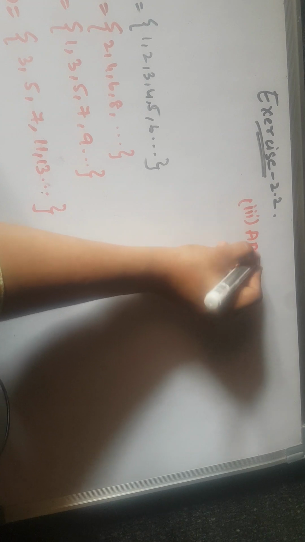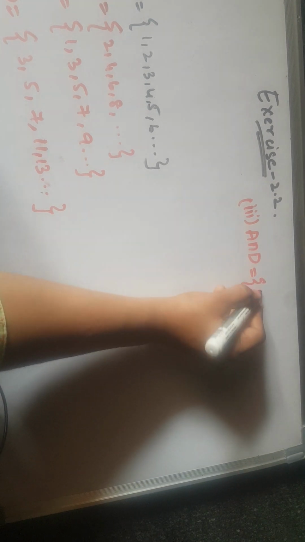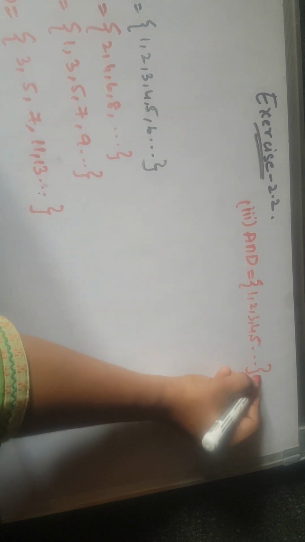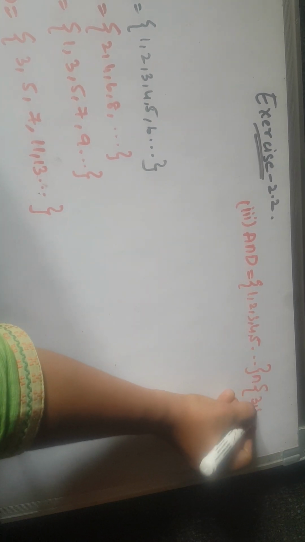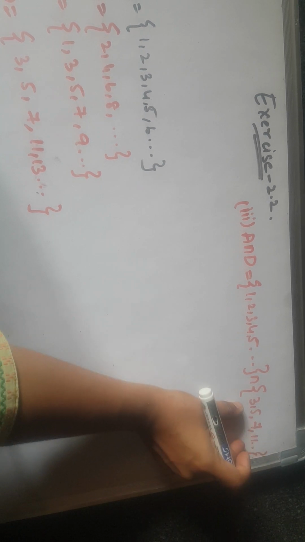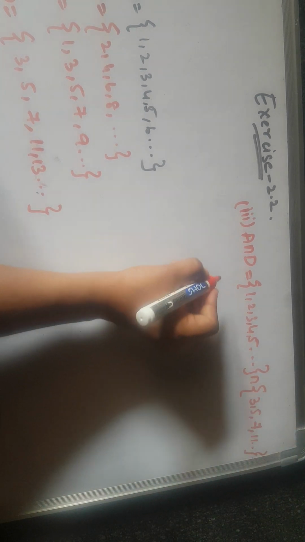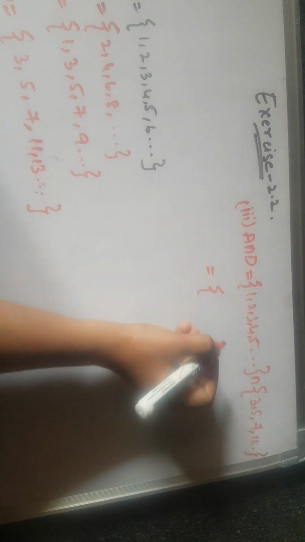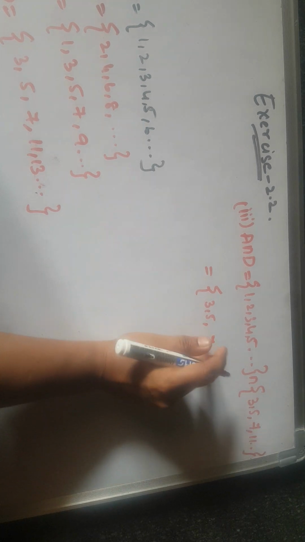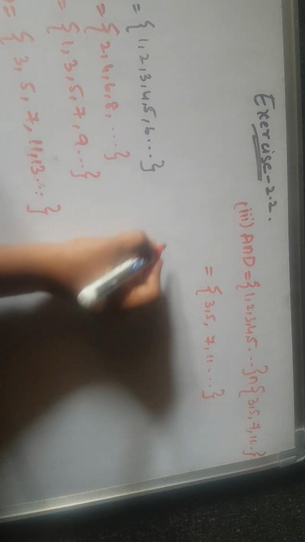Question. Now we have to find A intersection D. What are the values of A? 1, 2, 3, 4, 5 and so on. And what are the values of D? 3, 5, 7, 11 and so on. Prime numbers, all the prime numbers are the values of D. So what will be the answer? Intersection 3, 5, 7, 11 means all these values are present in all the natural numbers.